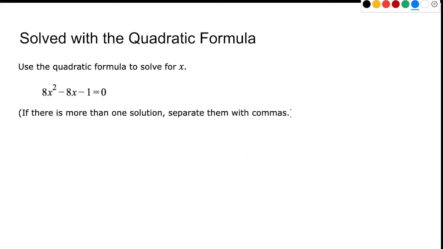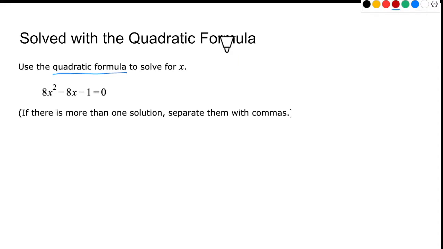Finally, we do have some that we can solve, but it doesn't factor. We could, again, try this if you were to want to, but it's not going to factor. I'm just going to tell you. And the reason I know, they say use the quadratic formula. So what we're going to do is, what is the quadratic formula? Let's do that in red.